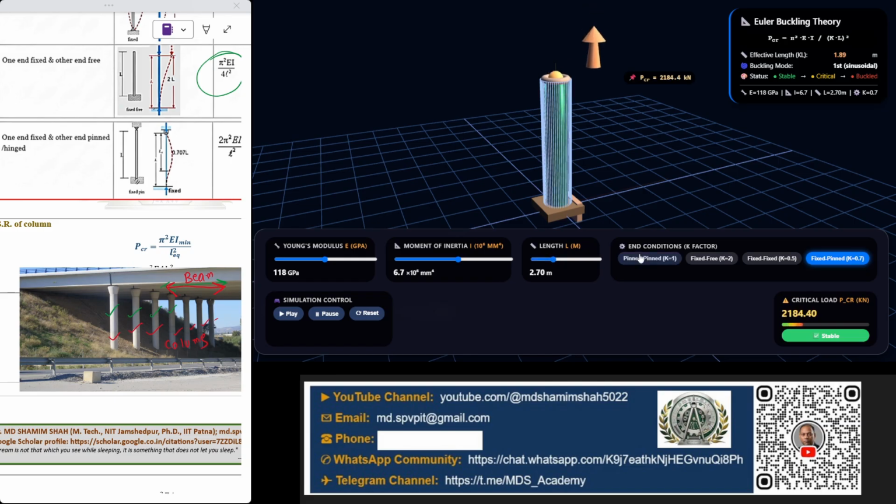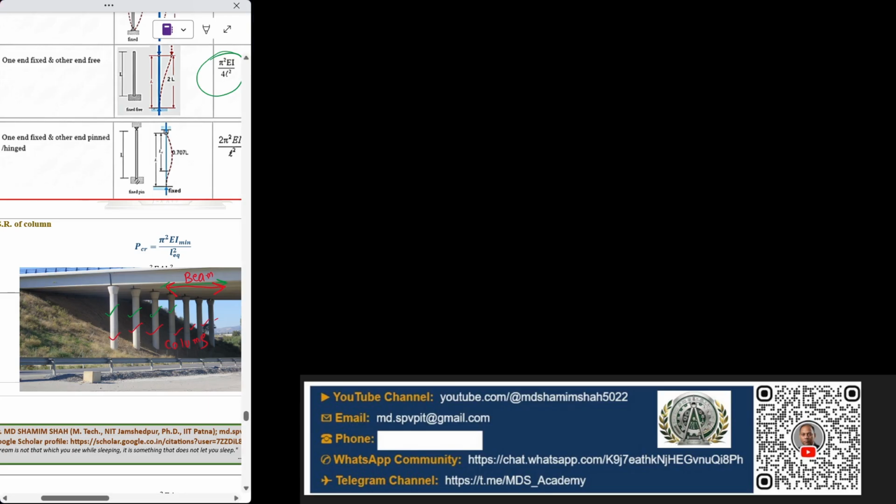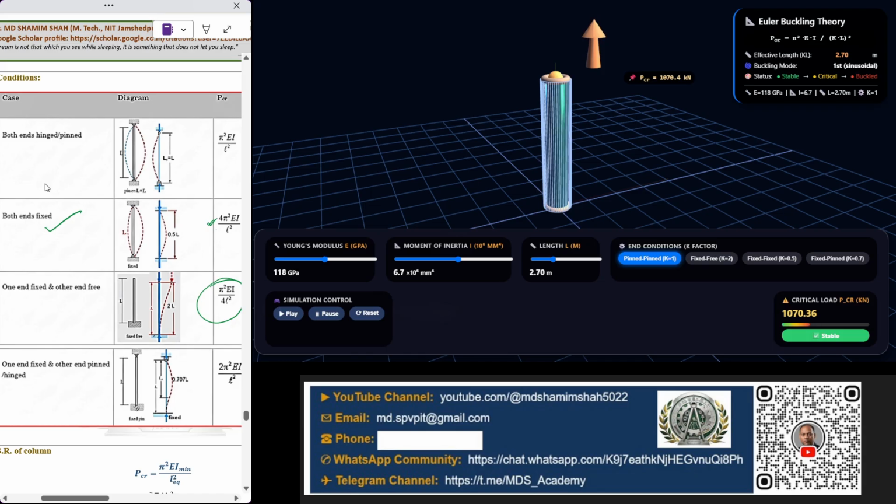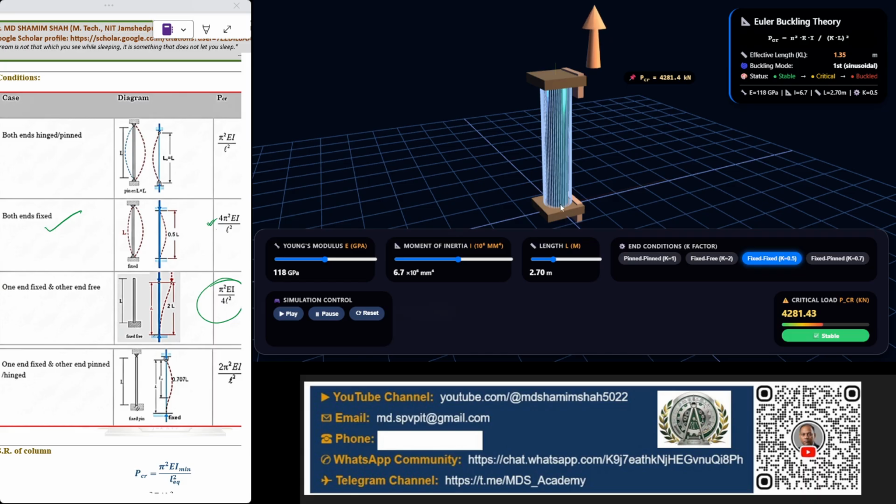Similarly, for the different cases we can check the end conditions. For the case of both ends fixed, you get the maximum P critical. So this is the case of both ends fixed. How much value are you getting for both ends fixed?